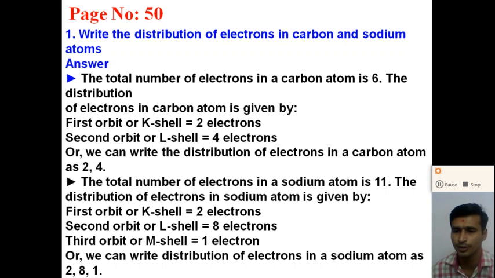See video number 4 for the distribution of electrons, and how the electrons are distributed in different elements. You have to remember the distribution of electrons of the first 18 elements. This is also given in the textbook.